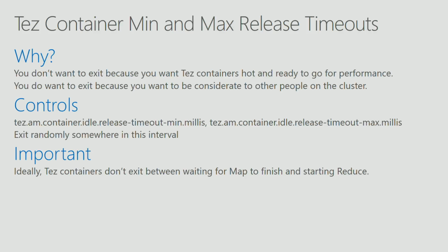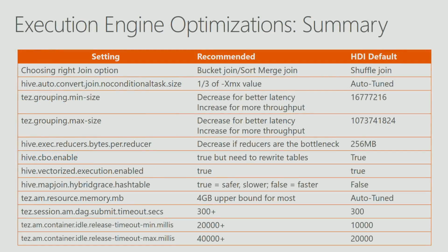So even though Hive might have allocated the resources for the reducers, they time out, right? Because the mappers are still going. So in that particular case, changing these two settings will make sure your reducers are still around by the time your mappers finish. So again, you're saving time. Any questions on the whole execution engine optimizations?